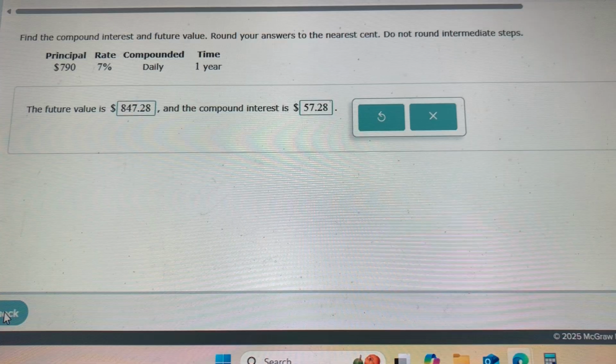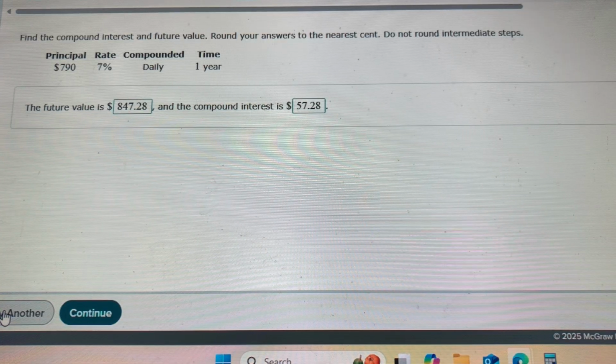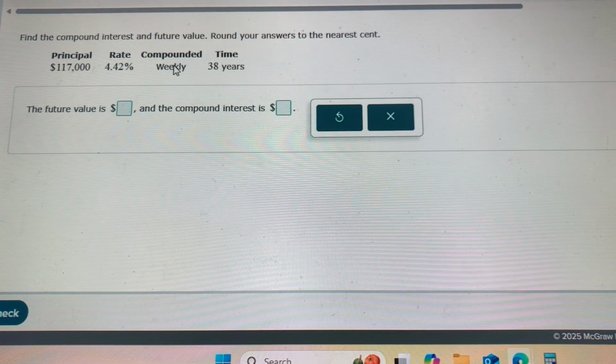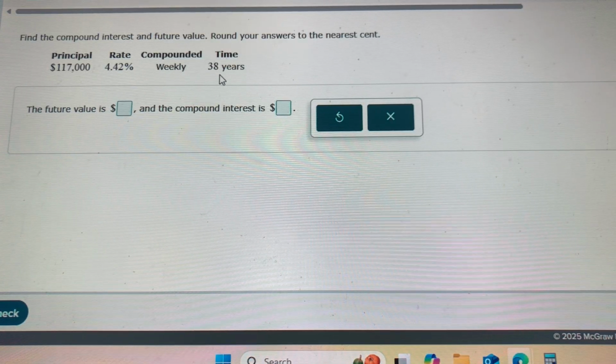So we did yearly, annually, we did semi-annually. Now here's daily. There'll probably be a monthly and a quarterly coming soon, if not right next. Here's weekly. That's another one you can do, is weekly, and this is for 38 years. That's an incredibly long time.